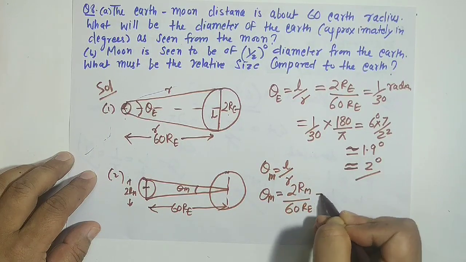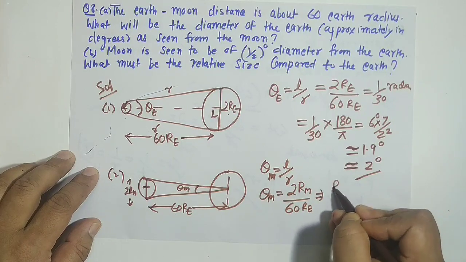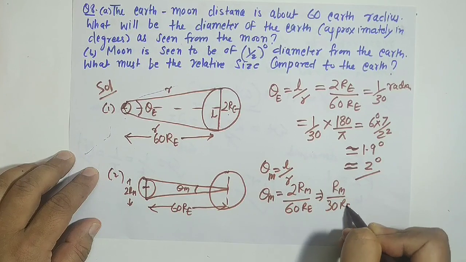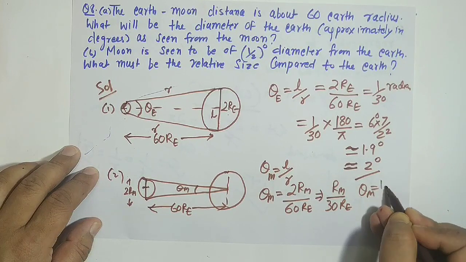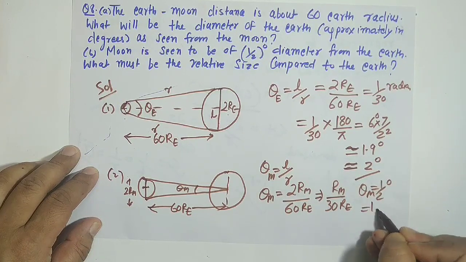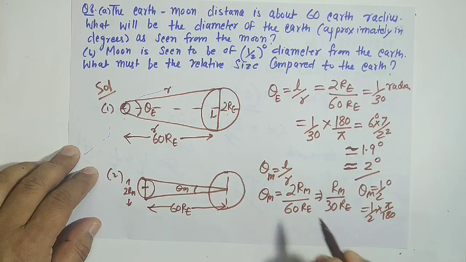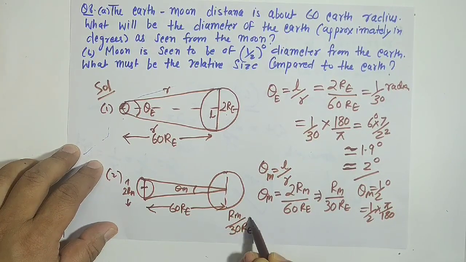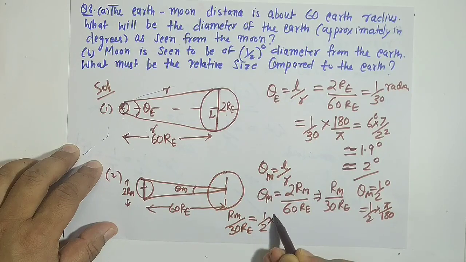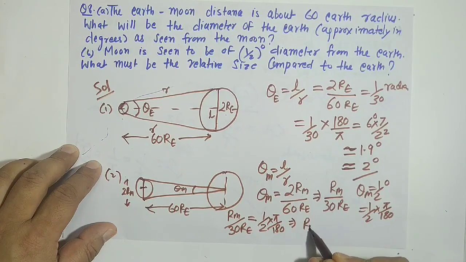So we calculate it, it comes what? The same thing, Rm upon 30 Re. Now theta M will be what? Half degree it is given. So half degree you calculate, half into pi by 180. So you get the value. You put it equal to this. Rm by 30 Re will be what? Half pi into 1 by 180. So calculate it. Do you know you get Rm by Re equal to pi by 12.